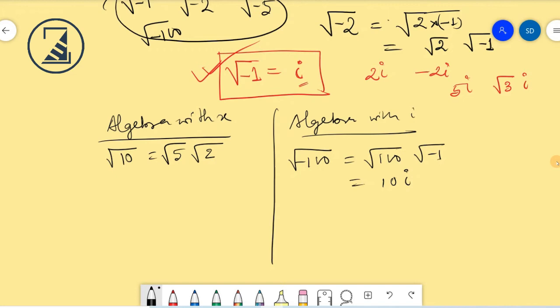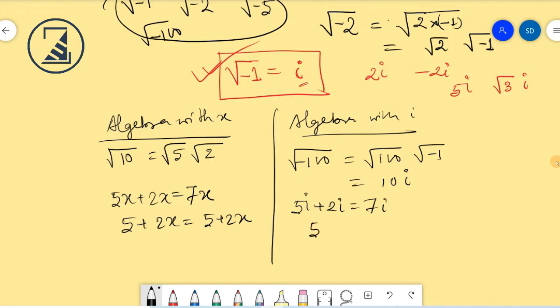Like terms are added, just like 5x plus 2x makes 7x, but 5 plus 2x is just 5 plus 2x. Same goes with this symbol i. 5i plus 2i is 7i, but 5 plus 2i is just 5 plus 2i, because 5 is a real number and this 2 multiplied by i is an imaginary number.